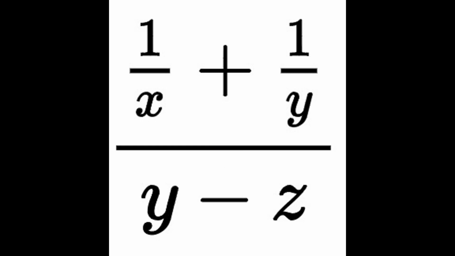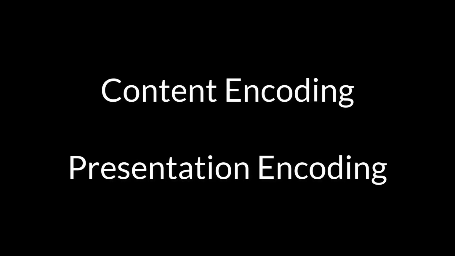These are the two methods by which MathML can convey information to software that supports it. These two styles of encoding are called content encoding and presentation encoding.